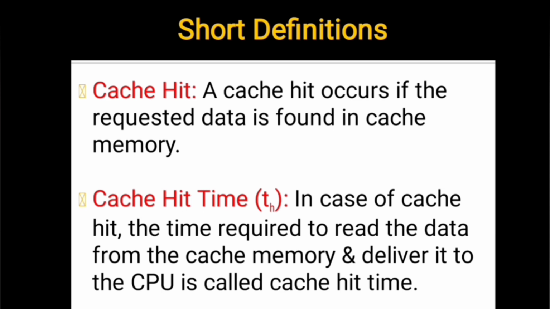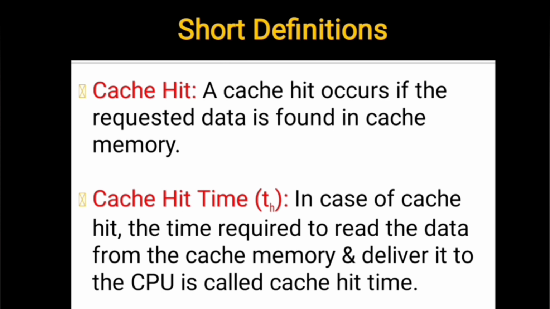So let us understand what is a cache hit. A cache hit occurs if the requested data is found in the cache memory. So if the data is available in the cache memory, in that case, we are simply going to say that there is a cache hit.